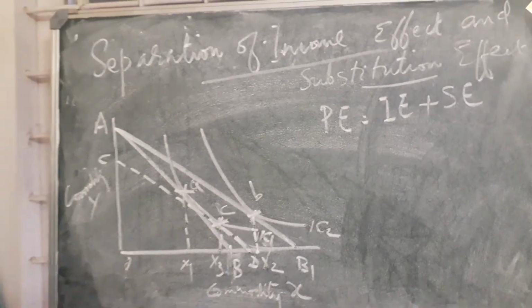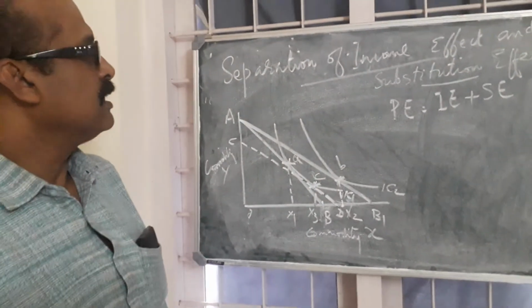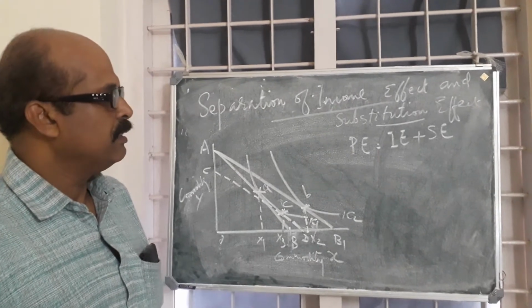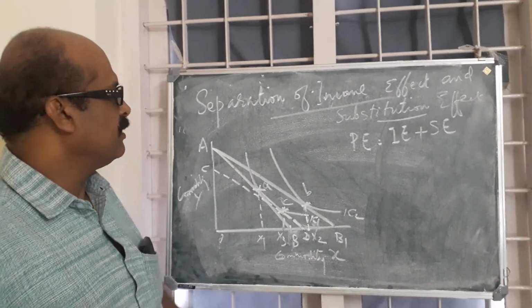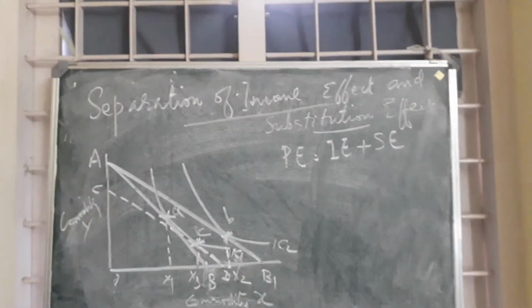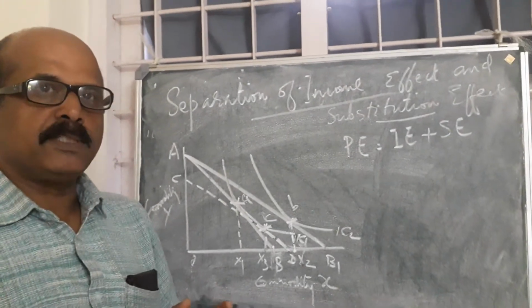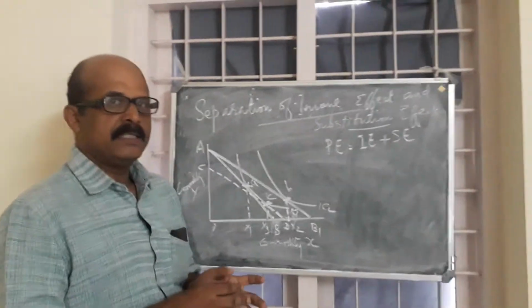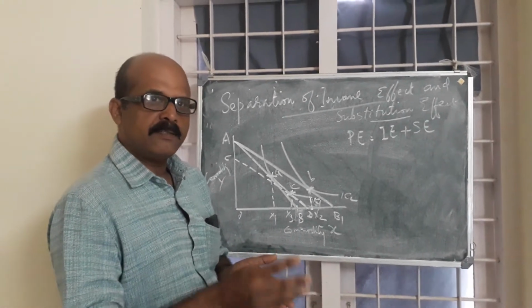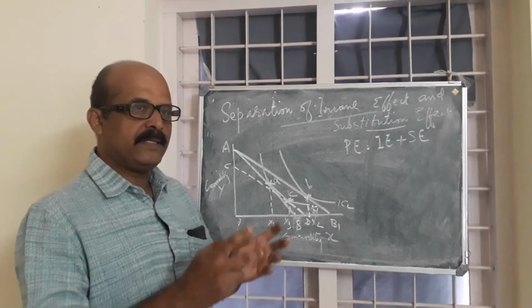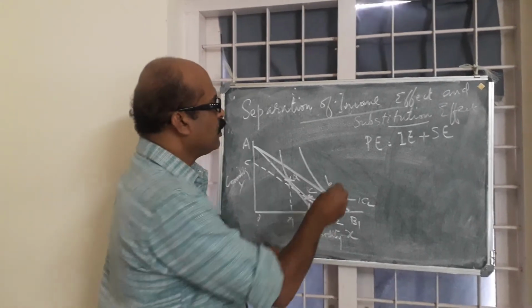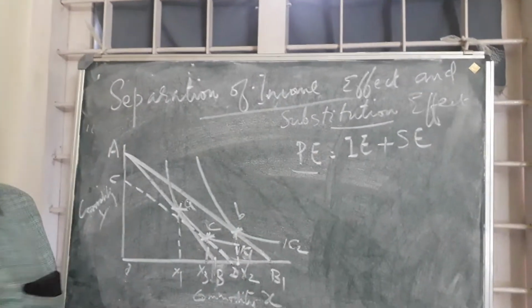The next topic I am going to handle today is how to separate the price effect into income effect and substitution effect. It is the separation of income effect and substitution effect. The law of demand says that with a fall in the price, there is an increase in demand, or with an increase in price, there is a fall in demand. So how many units the demand changes by is known as the total price effect.